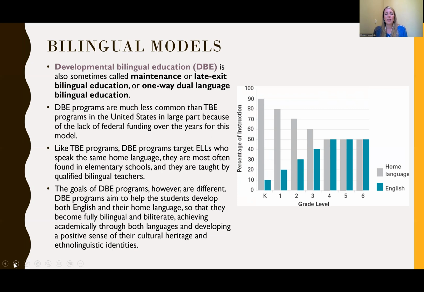So the goals of DBE programs are different. DBE programs aim to help the student develop both English and their home language so that they become fully bilingual and biliterate, achieving academically through both languages and developing a positive sense of cultural heritage and ethno-linguistic identity. So in the graph on the right, you can see students begin with primarily using that home language and increase in their use of English so that by the end of their elementary experience in grades 4, 5, 6, they're using both languages at about 50% of the day.